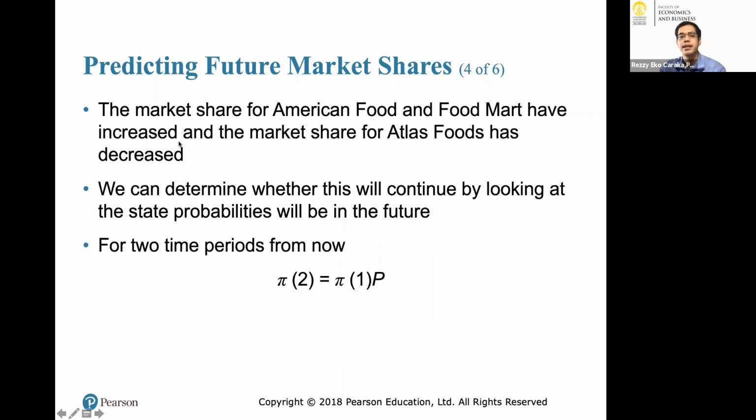So we can analyze the market share for Milk and Food Mart because these are our research questions. Food Mart has an increase in market share and the market share for Atlas Food has decreased. So we can determine whether this will continue by looking at the state probabilities in the future.